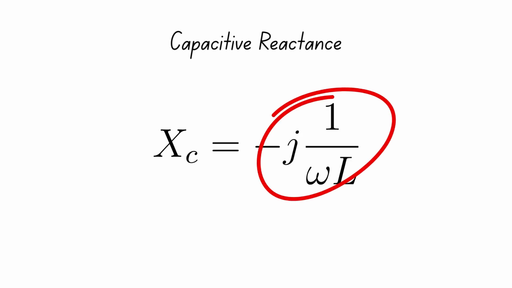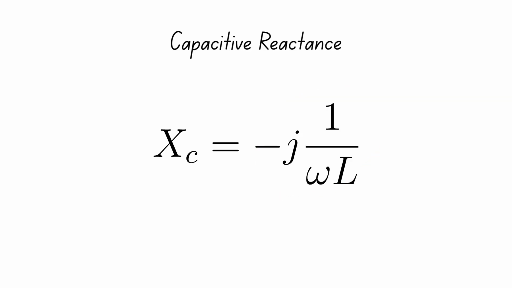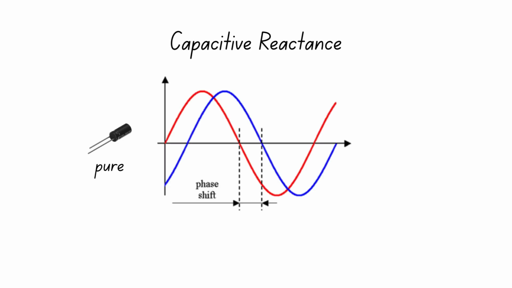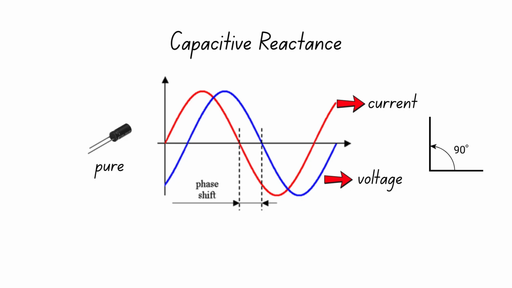Capacitive reactance is given by this formula. This is a complex value, where the fraction is the magnitude of the reactance, measured in ohms, and this gives the phase difference between the current through the circuit and the supply voltage. For a pure capacitance, this tells us that the current in the circuit leads the supply voltage by 90 degrees.